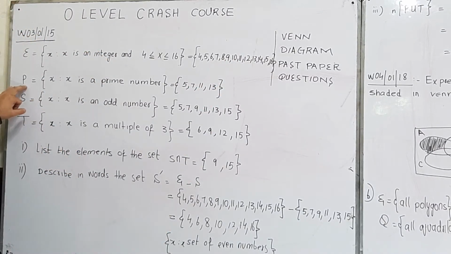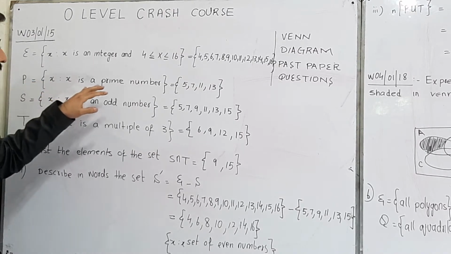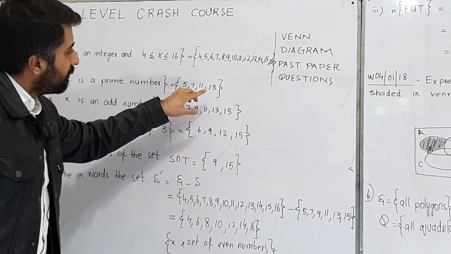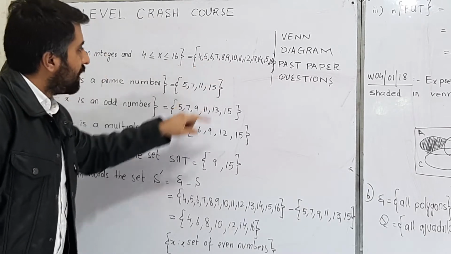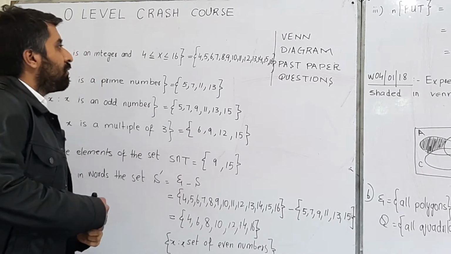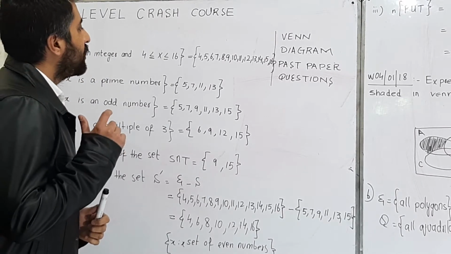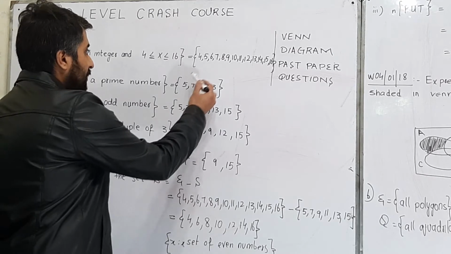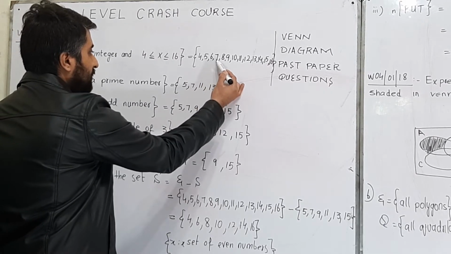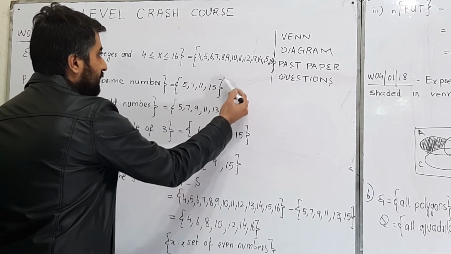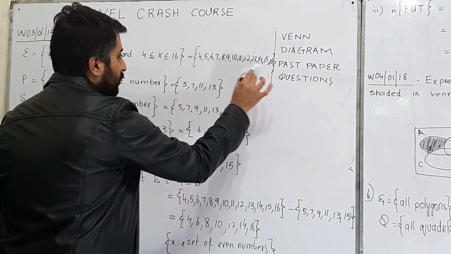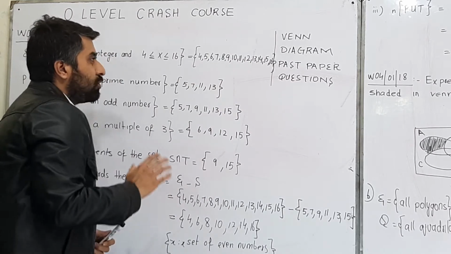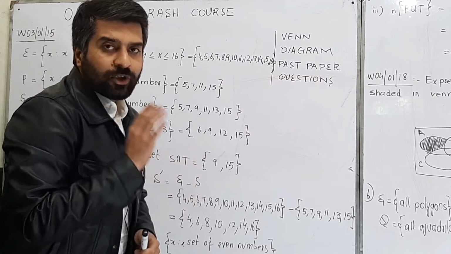The next one is P, a set of prime numbers, and in this case you will be choosing your prime numbers from your universal set. Now prime numbers are those numbers which have only two factors: 5 from this set, 7 from this set, 11 from this set and 13 from this set. Now all these are prime numbers from your universal set. You have to choose your elements from universal set.